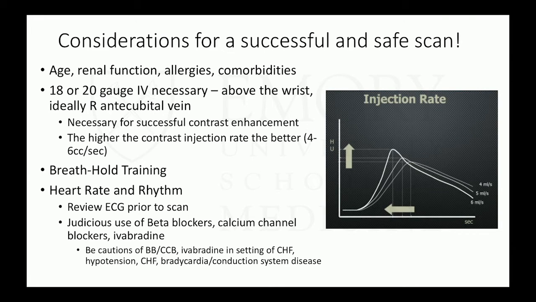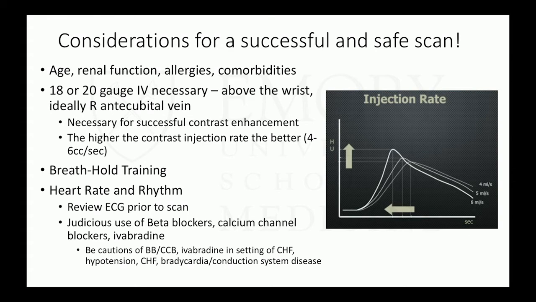We need a larger bore IV above the wrist. We're really trying to give a high bolus of contrast, and the higher the rate, the better, because we get better enhancement, which is what I was trying to show here in this graph. A patient needs to get adequate training on breath holds, because just like cardiac motion, respiratory motion can cause significant problems in interpreting a scan. And always review the rate and rhythm and the EKG prior to the scan.